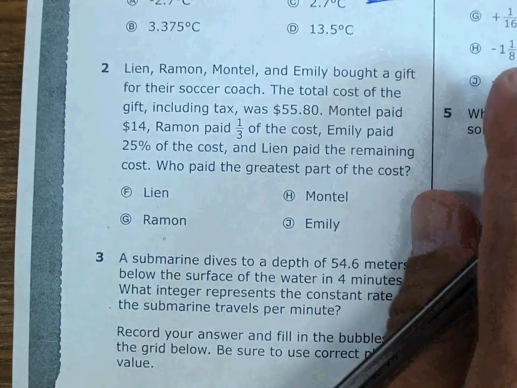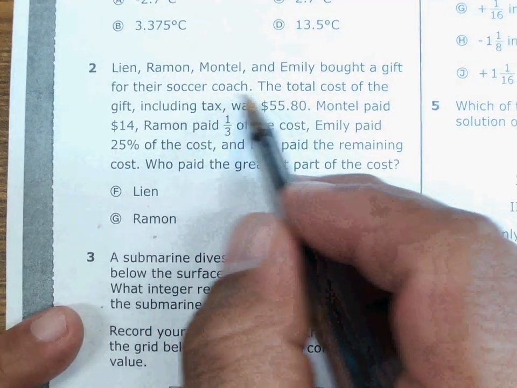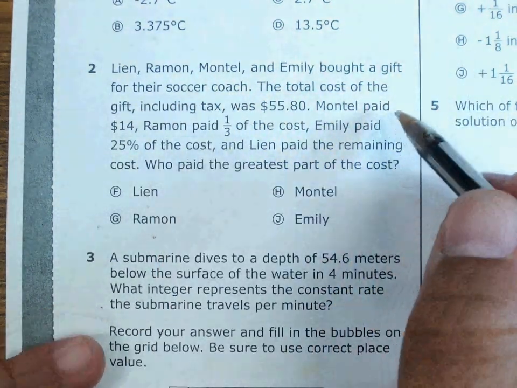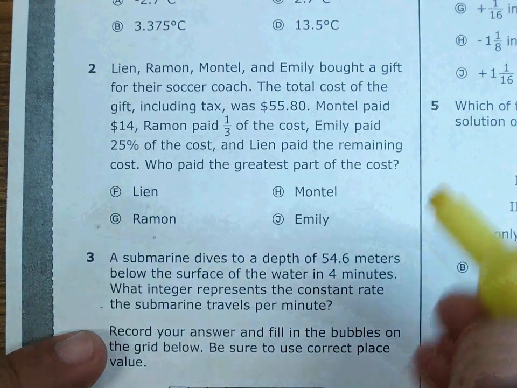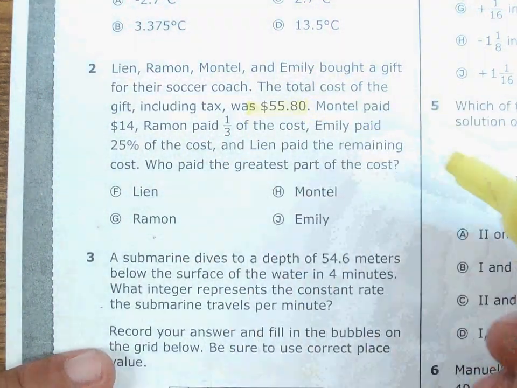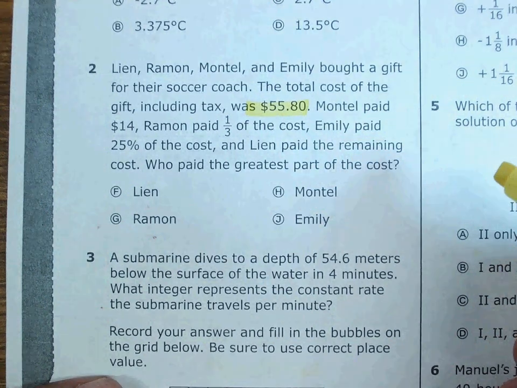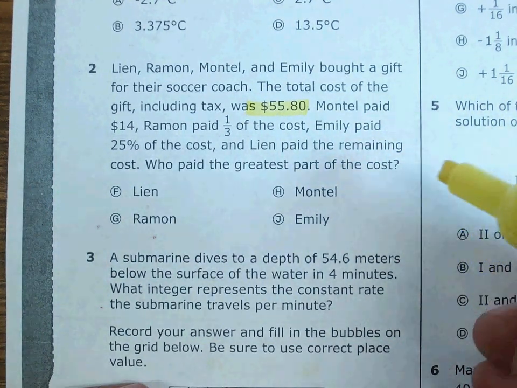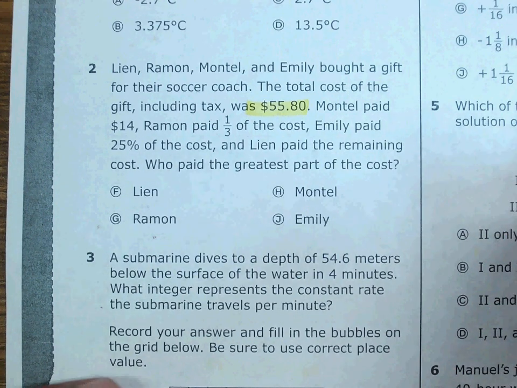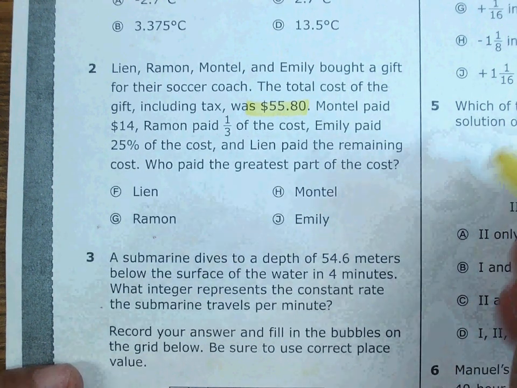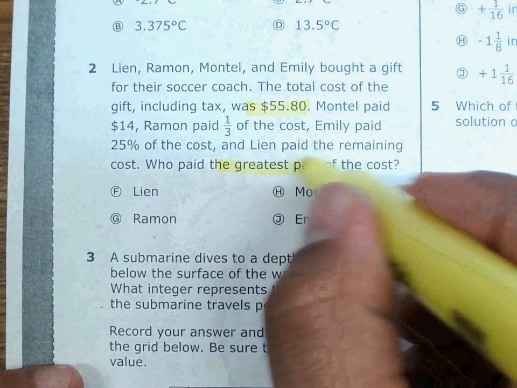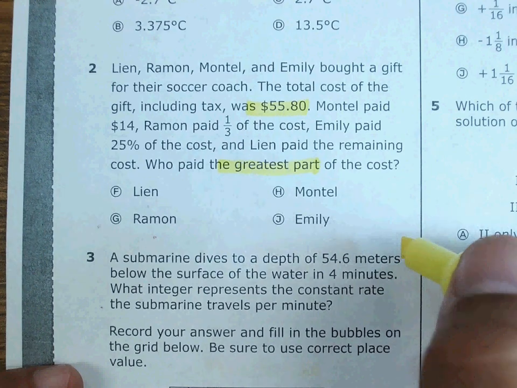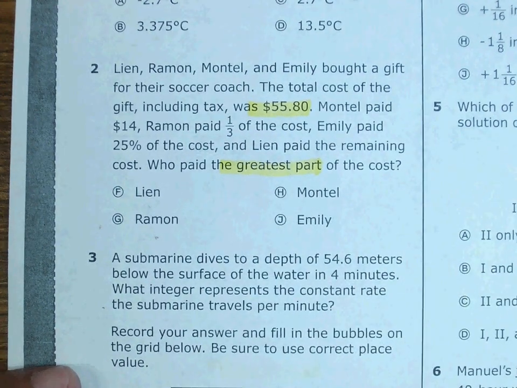Okay, number 2 there. Lian, Ramon, Montel, and Emily bought a gift for their soccer coach. The total cost of the gift, including tax, was $55.80. Montel paid $14. Ramon paid 1/3 of the cost. Emily paid 25% of the cost, and Lian paid the remaining cost. Who paid the greatest part of the cost? Was it Lian, Ramon, Montel, or Emily?